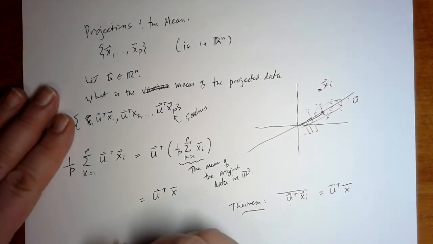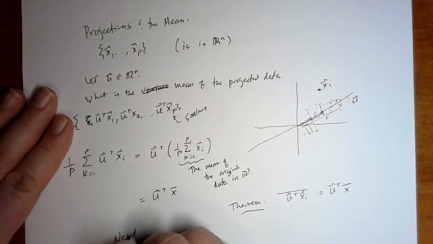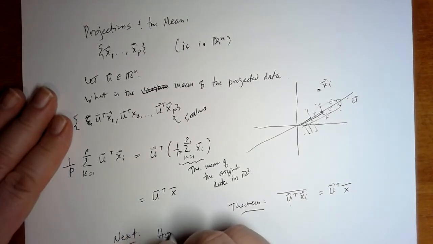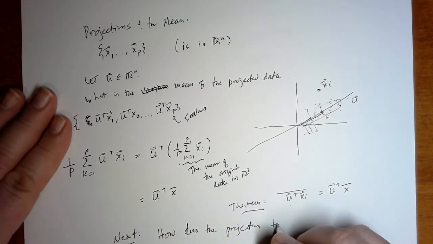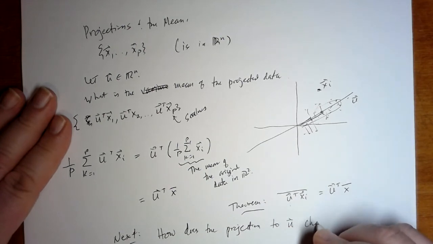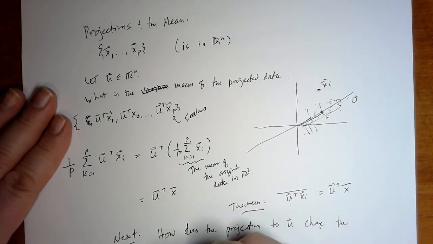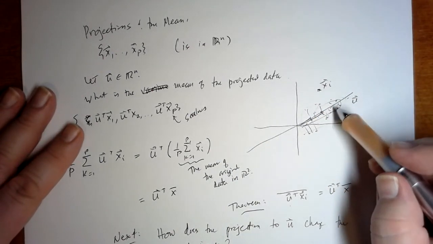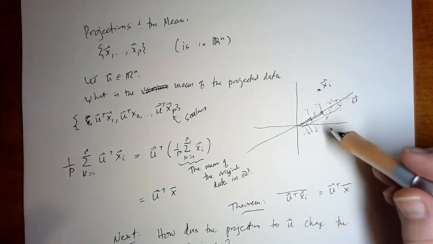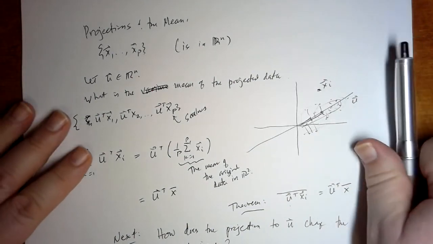So next video: how does the projection to u change the variance of the data? Because originally you've got some variance in your data, and if you do a projection, you're going to get a different variance. We'll talk about that next.